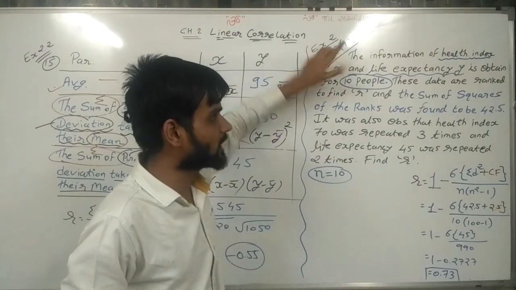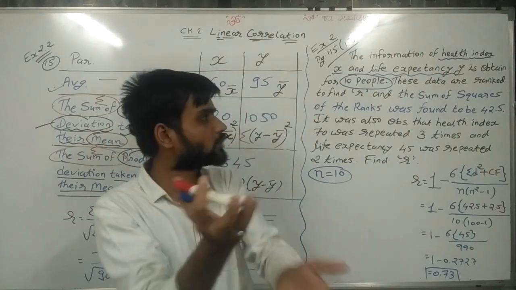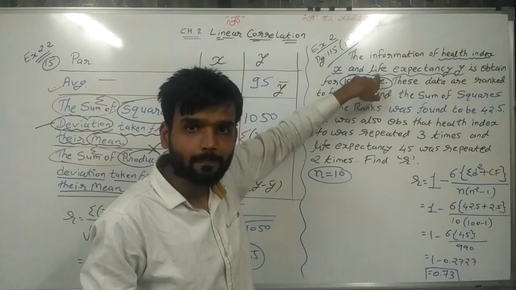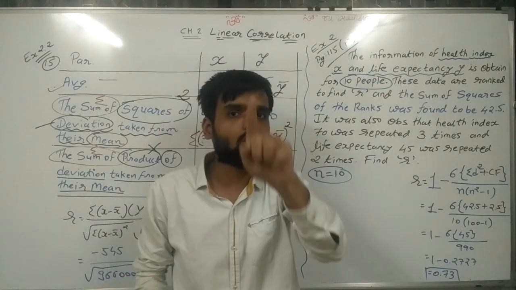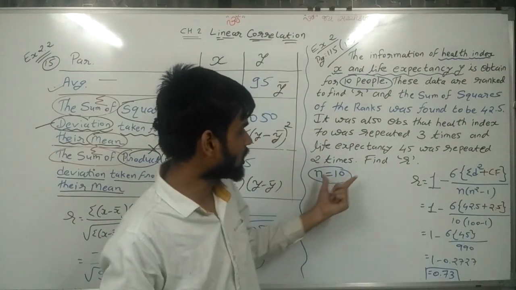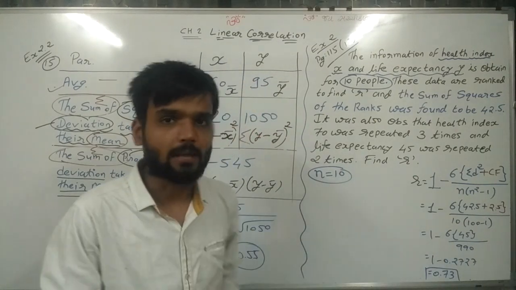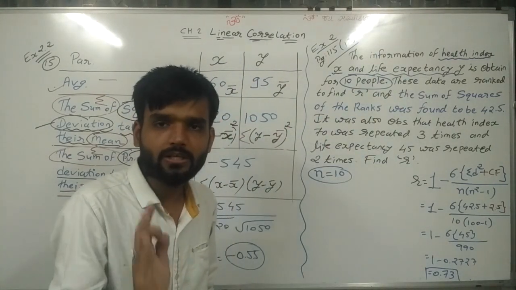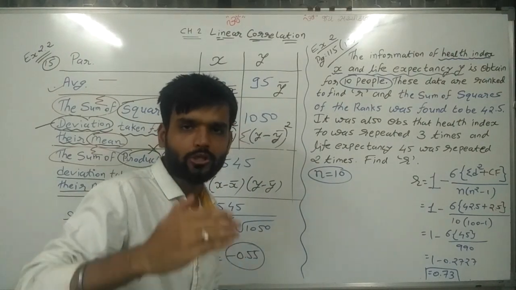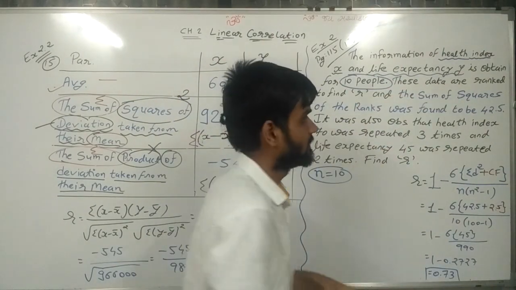By reading this question up to this point, we can understand that it is the relation between two things, health index and life expectancy, and this is observed by observing 10 people. So the number of observations is 10, so n is equal to 10. By considering all these things, we understood n is equal to 10. Now going ahead, this data is an important thing.